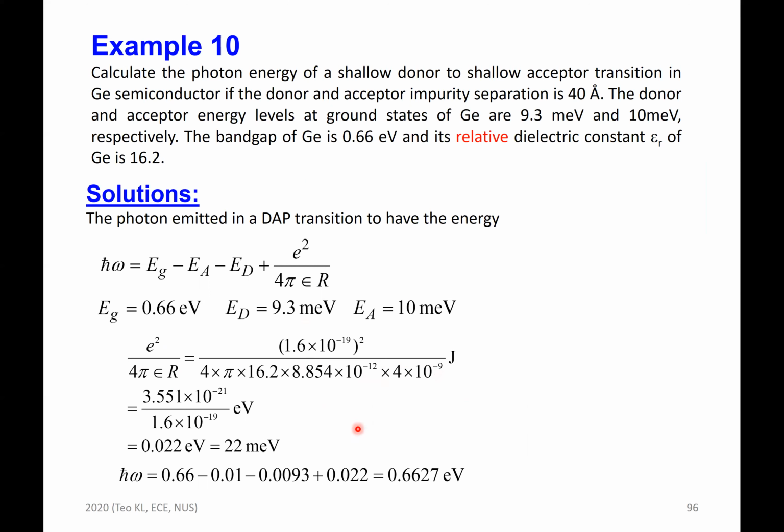So you can calculate that the Coulomb attraction term is about 22 meV. So you take the band gap minus the acceptor binding energy minus the donor binding energy plus the Coulomb attraction, and that gives you 0.6627 eV.